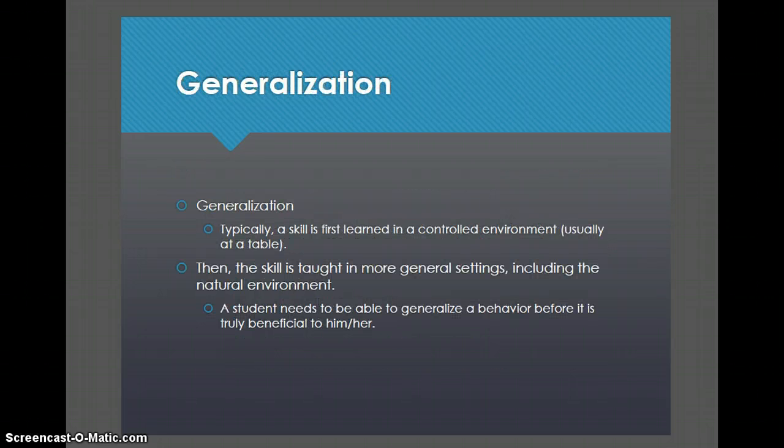And the last term that you should know is generalization. Generalization is an important part of ABA because if a child doesn't learn to generalize the skill, he's not going to be able to apply it to his everyday life. That's why once the skill is taught in the classroom setting or at a table setting, it's then taught in more general settings, including the natural environment. And in order for it to be beneficial to the child, he really does have to be able to generalize it. So that's ABA and DTT.